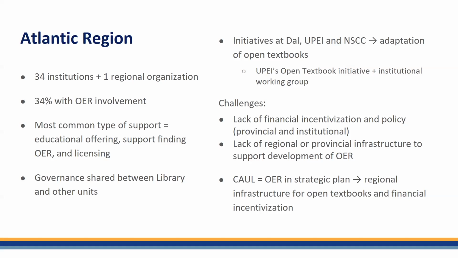The most common type of support that was found was educational support, so educational offering at 12 of those institutions. So providing education about OER, raising awareness about that, but also providing support in finding OER and also support with licensing. And that kind of support is often provided by the library. In terms of governance, it was found to be shared between the library and other units, although there was no discernible pattern in terms of who was leading between the library and other units.